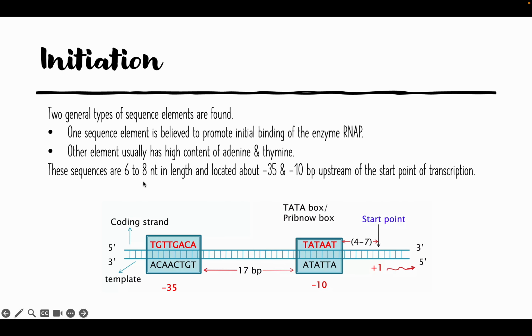So there are some sequences of 6 to 8 nucleotides which are signals for the enzyme to bind and start the transcription. If the sequence is present in prokaryotes, then the enzyme will bind and start the transcription. This is only for prokaryotes. For eukaryotes, it's a bit different.